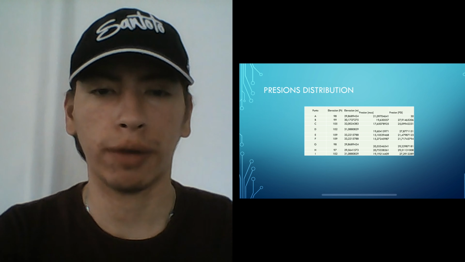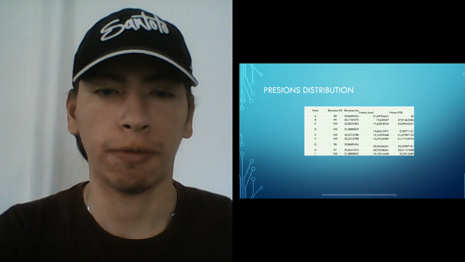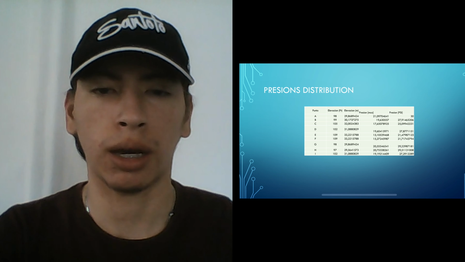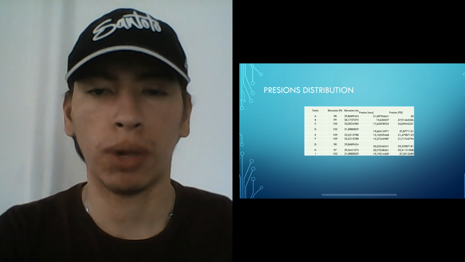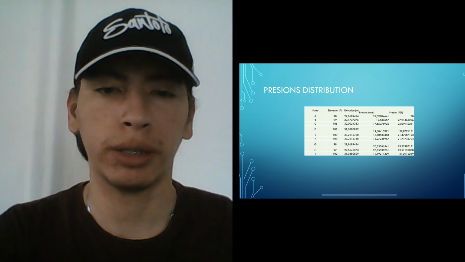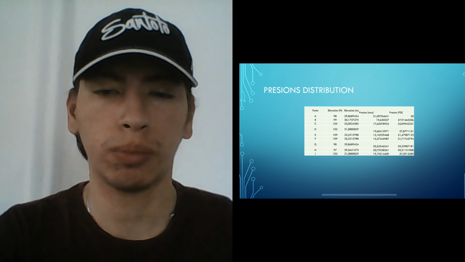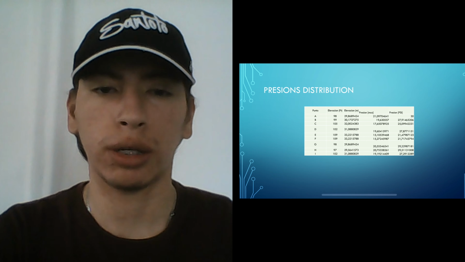The next slide. Here we have the pressure distribution. After finding the diameters, and with the elevations that the problem gave us, plus those that were calculated with the ID of each member of the group, we proceed to find the pressure distribution at each point of the mesh.